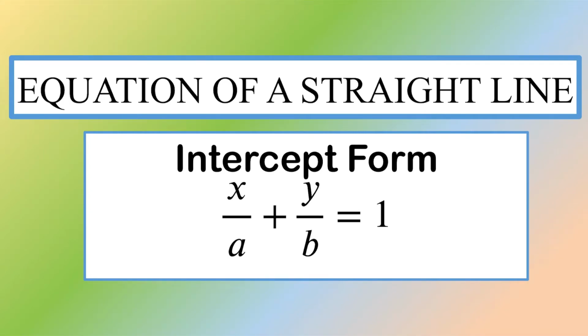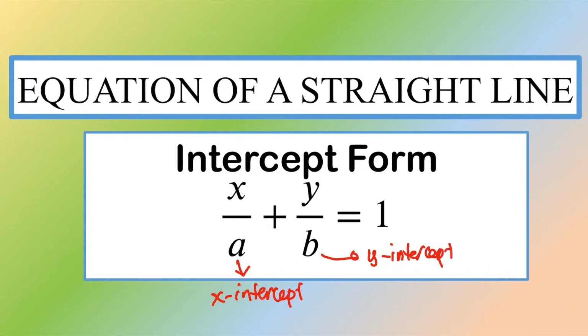In this video, you will learn how to solve for the equation of a straight line given the x-intercept and the y-intercept. The intercept form of the straight line is of the form x over a plus y over b equals 1, where a here is the x-intercept and b here is the y-intercept.